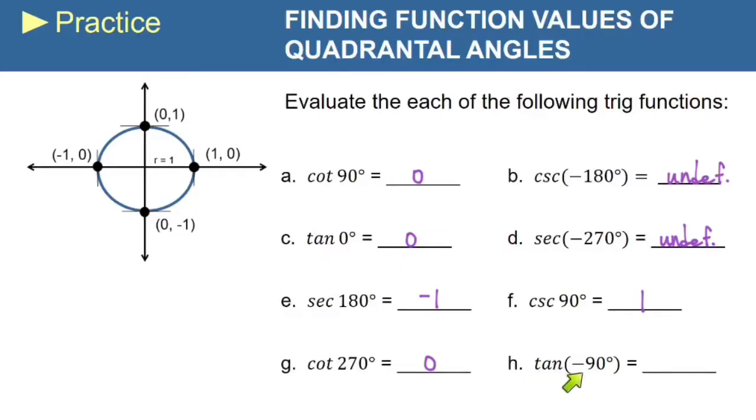And then for tangent of negative 90, of course, that's in the same position because we go clockwise 90 degrees. So again, the terminal side goes out the bottom. Tangent is y over x, so that would be negative 1 over 0, so that would be undefined.